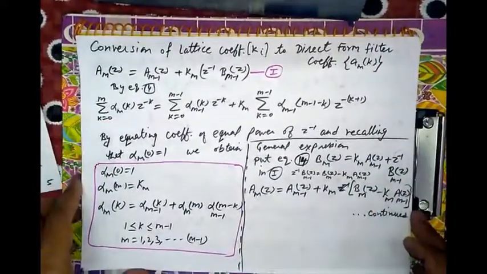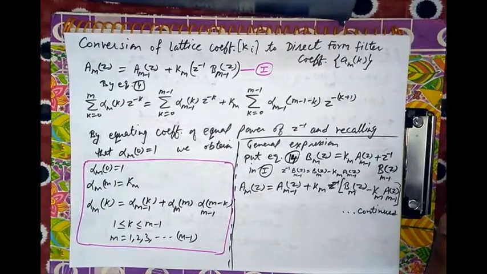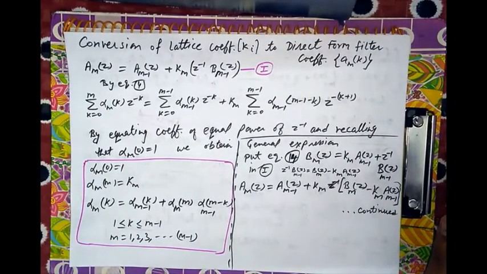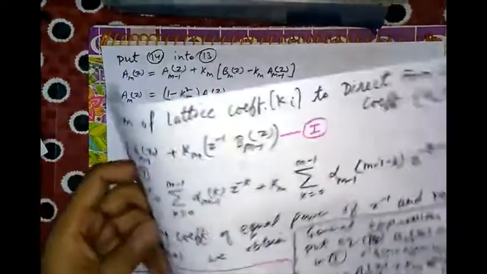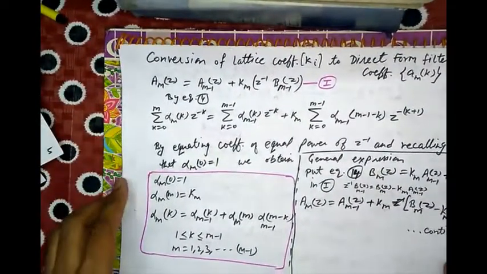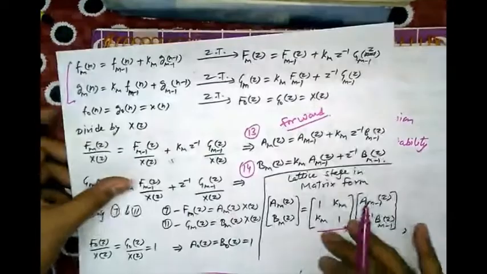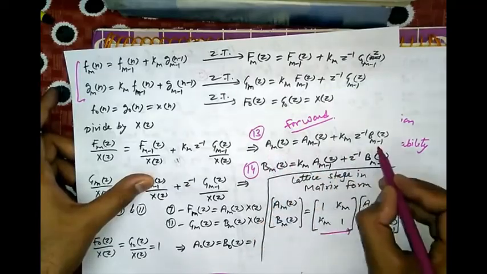Now, conversion of lattice coefficients to direct form filter coefficients. Okay, for this we will recall equation number 13 and 14. This is equation number 13 and this is equation number 14. Recalling this equation number 13.